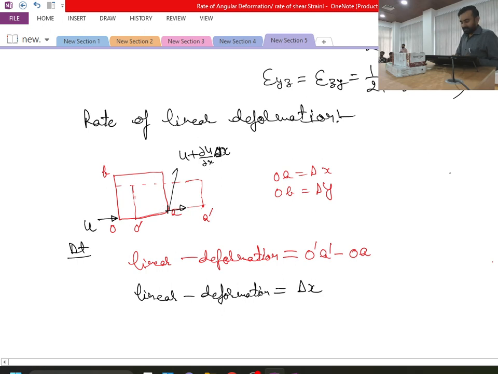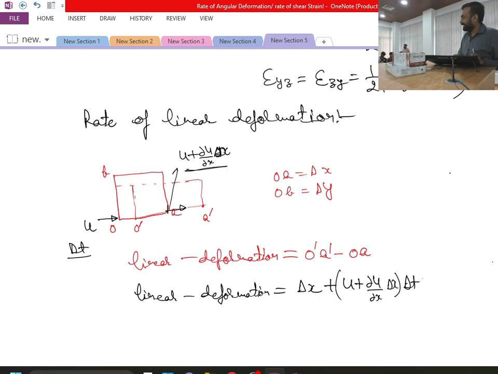This is point A. This is point A dash. If point A is having this velocity and Δt time, then how much will be the distance A to A dash? Please tell me, velocity times time. So velocity is u plus ∂u/∂x into Δx times Δt. Okay. So now I have calculated O to A plus A to A dash. Now what I will do is subtract O to O dash from this. Can you tell me what is O to O dash? U times Δt. Okay.